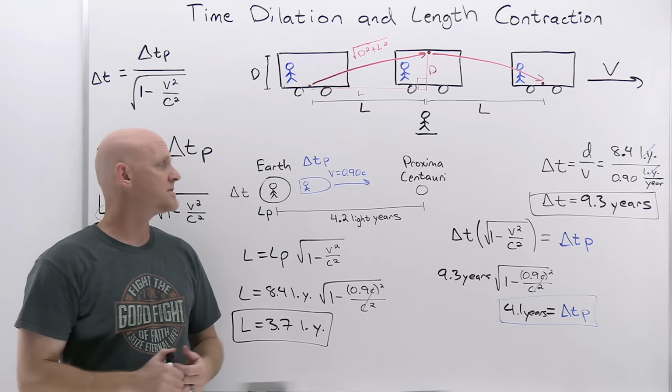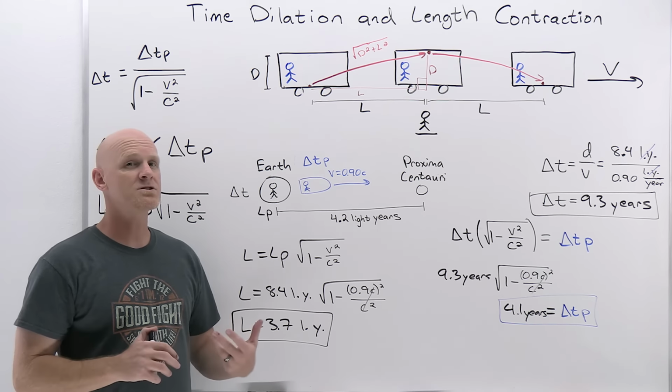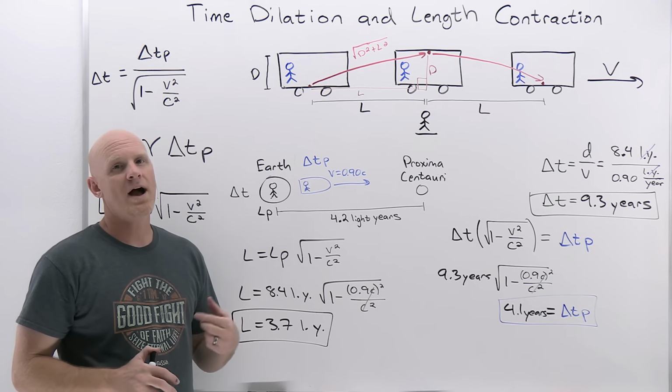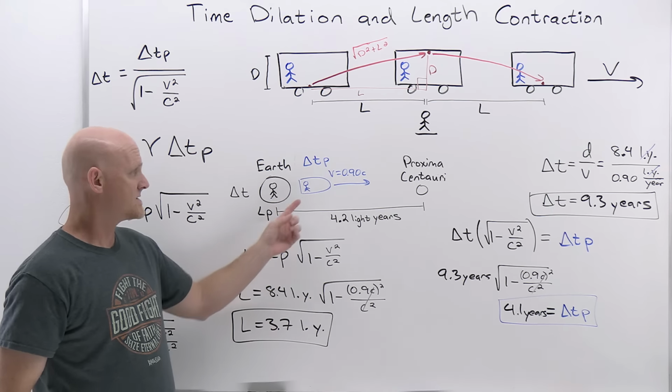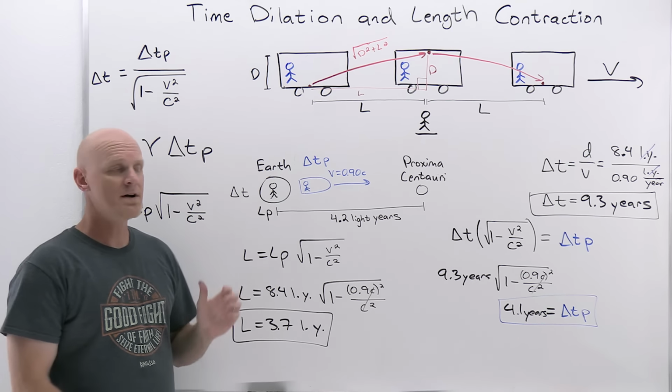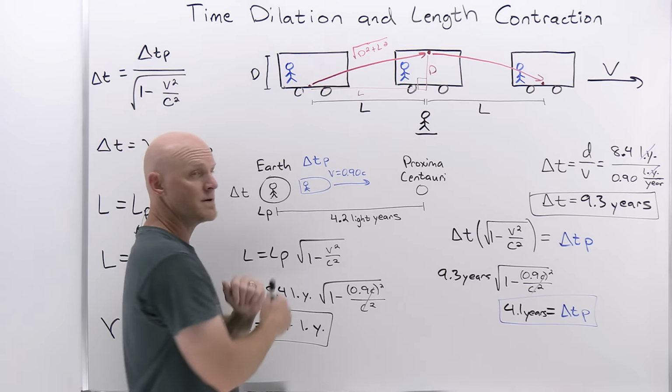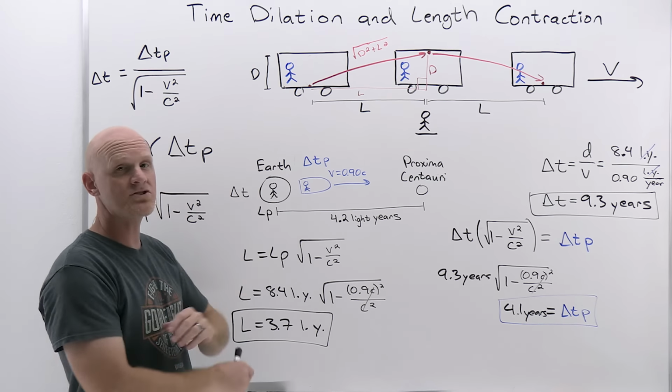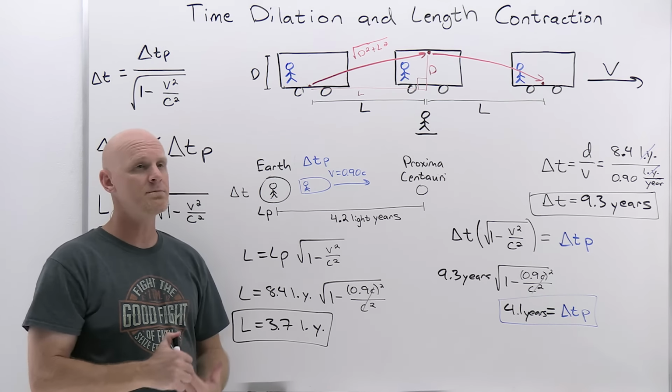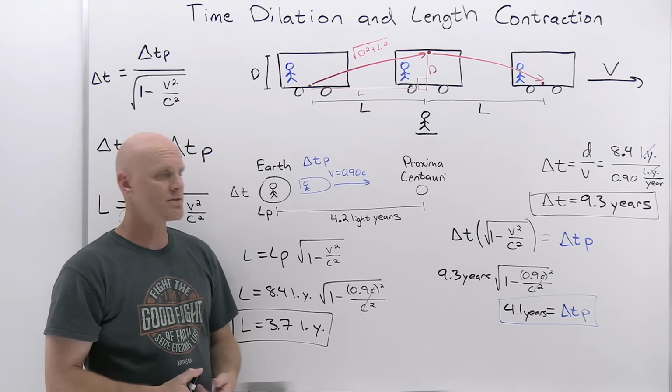Now, one thing to note when you look at it from this perspective: the length is only contracted in the direction of motion. So the spaceship would be getting shorter in this dimension, but its width in this dimension would not change at all. It would not be measured any differently from any of those inertial frames.